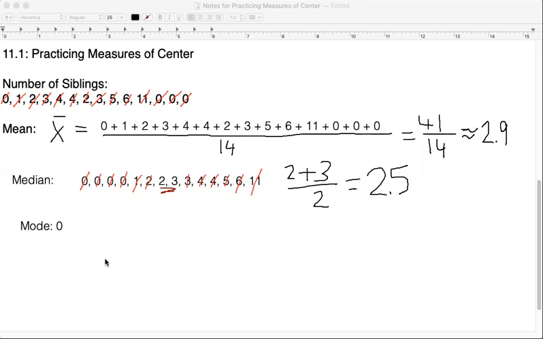Typically, once you get beyond 2 or 3 modes, you're probably going to want to start saying that there is no mode. But that'll depend on your data set, how big it is, and how valuable you think it is to mention an increasingly large number of modes. So you have to use some judgment there. But that's a quick practice of calculating the mean of a data set, the median, and finding the mode.